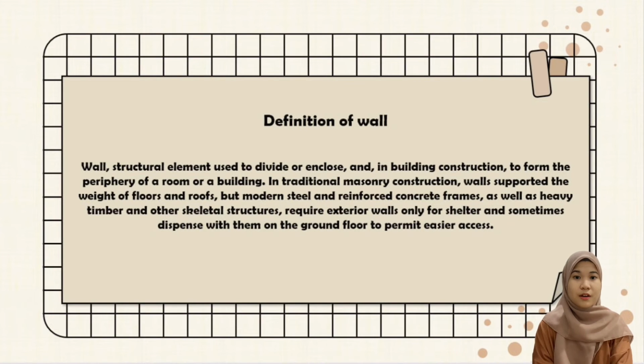Firstly, definition of wall. Wall is a structural element used to divide or enclose in building construction to form the perimeter of a room or a building. In traditional masonry constructions, walls support the weight of floors and roofs, but modern steel and reinforced concrete frame as well as heavy timber and other skeletal structures require walls only for shelter and sometimes dispense with them on the ground floor to permit easier access.